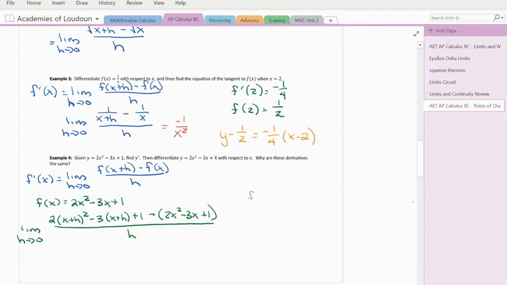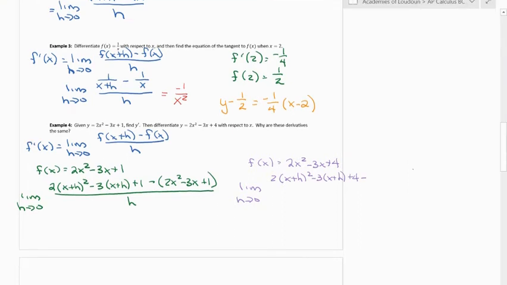And then the second equation is f of x is 2x squared minus 3x plus 4. So we have the limit as h goes to 0 of 2 times (x plus h) quantity squared minus 3 times (x plus h) plus 4 minus (2x squared minus 3x plus 4) all over h. So go ahead and finish those two derivatives, and then your question in the video will be to explain why these two derivatives are the same.